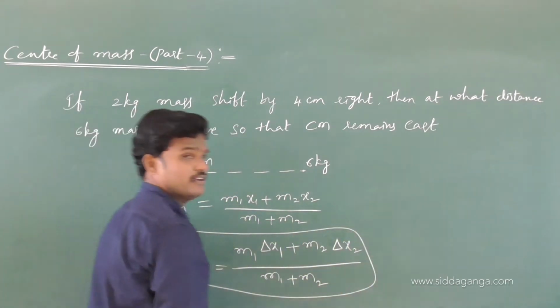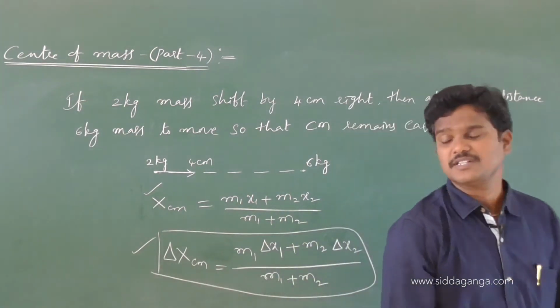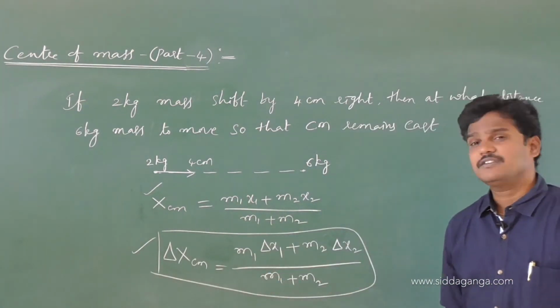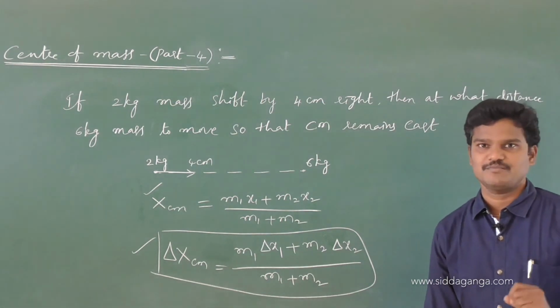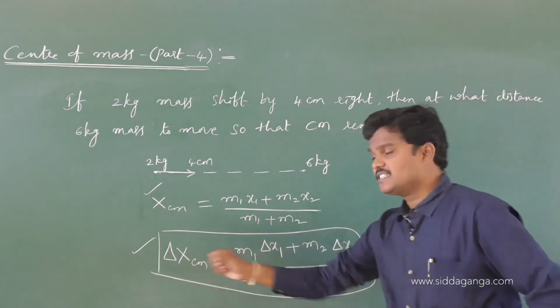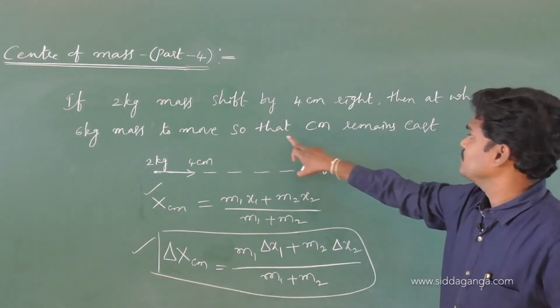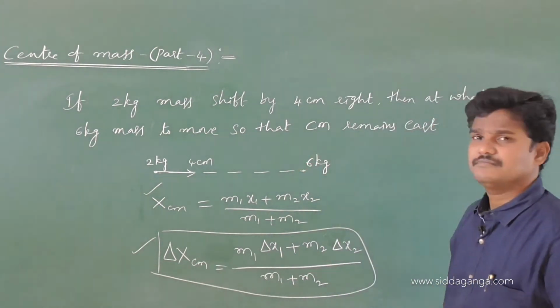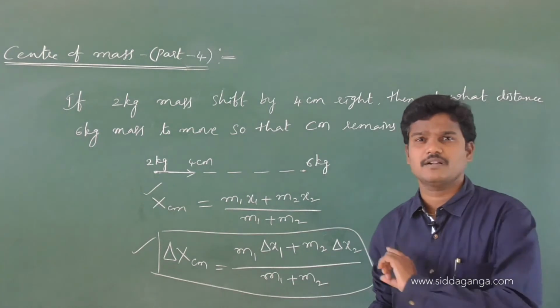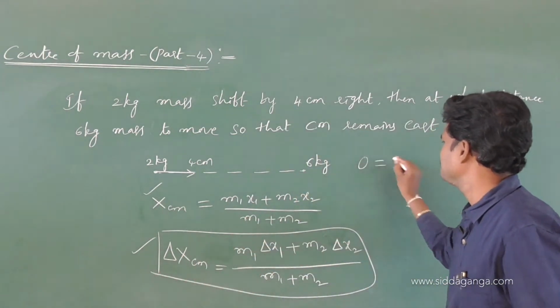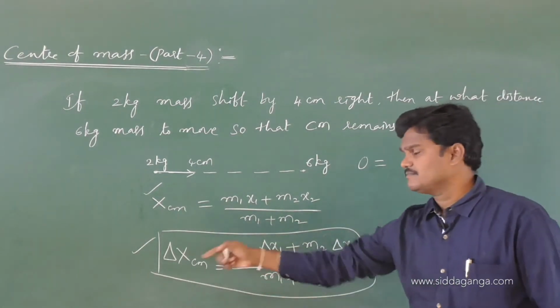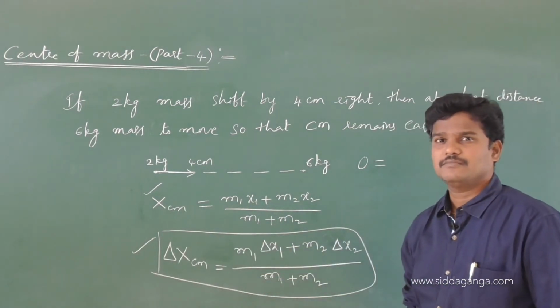It's an easier way. So shift in center of mass delta XCM is equivalent to m1 delta x1 plus m2 delta x2 by m1 plus m2. Now what is the delta XCM? The center of mass remains same, means there is no shift in center of mass. So this is going to be 0. So left side is 0. Shift in center of mass is 0 according to the problem.